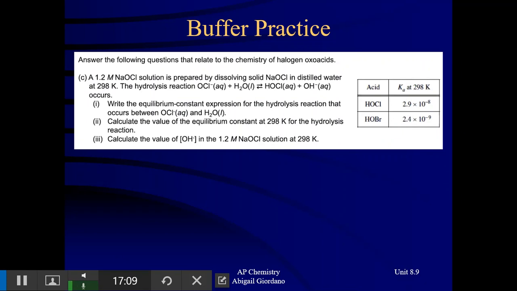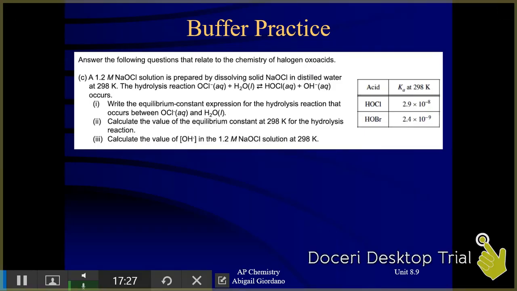So first of all, guys, we're given in this problem 1.2 molar NaOCl. That is a salt, and it says that that salt is essentially going to break apart, because that's what ionic compounds do when you put them in water. They dissolve. And the OCl minus is where we want to focus our attention. So OCl minus is going to react with the water to give us that reaction. This is the reaction we're focusing our attention on, what they call the hydrolysis reaction.